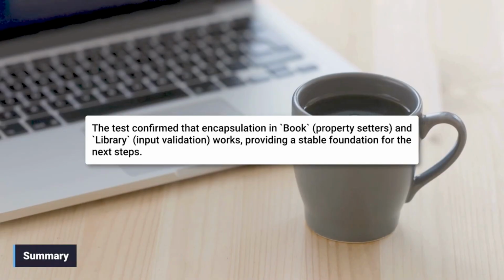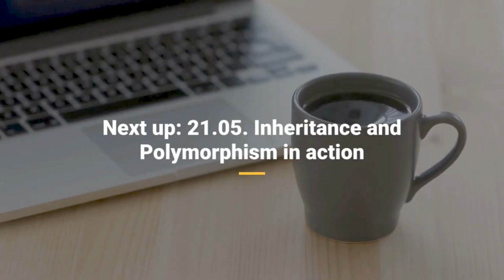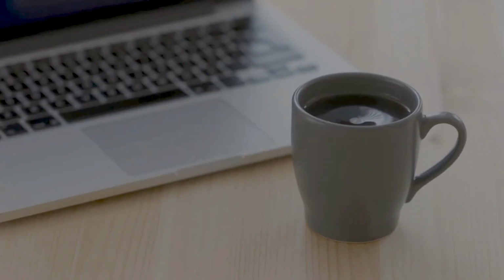To summarize, our core system is stable. Our next lecture, 21.05, Inheritance and Polymorphism in Action. See you there.